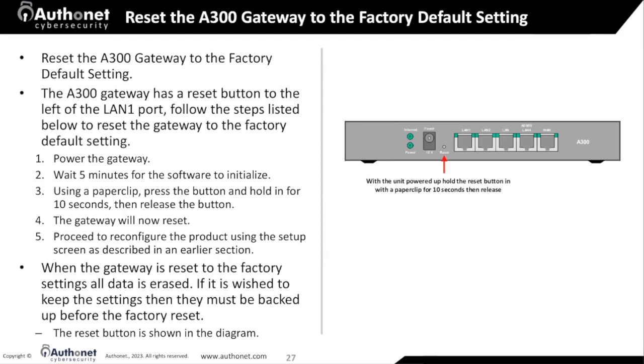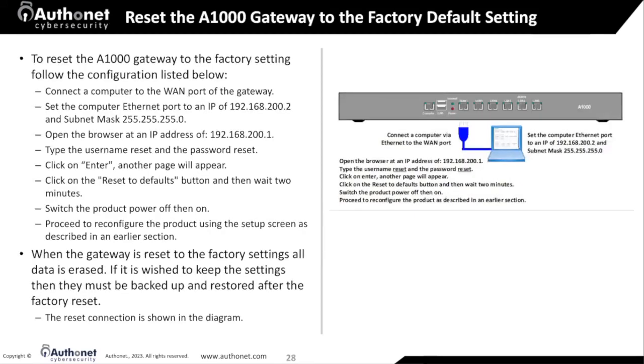Obviously, before resetting, do make a backup of the settings in case they need to be restored at some future date. And the A300 has a reset button, which is held in for 10 seconds after power up, and that will clear the device to the factory settings. The A1000 is a little bit different. It requires a computer to be connected to one of the ports at a specific IP address, and then there's a procedure to follow to reset that to defaults.